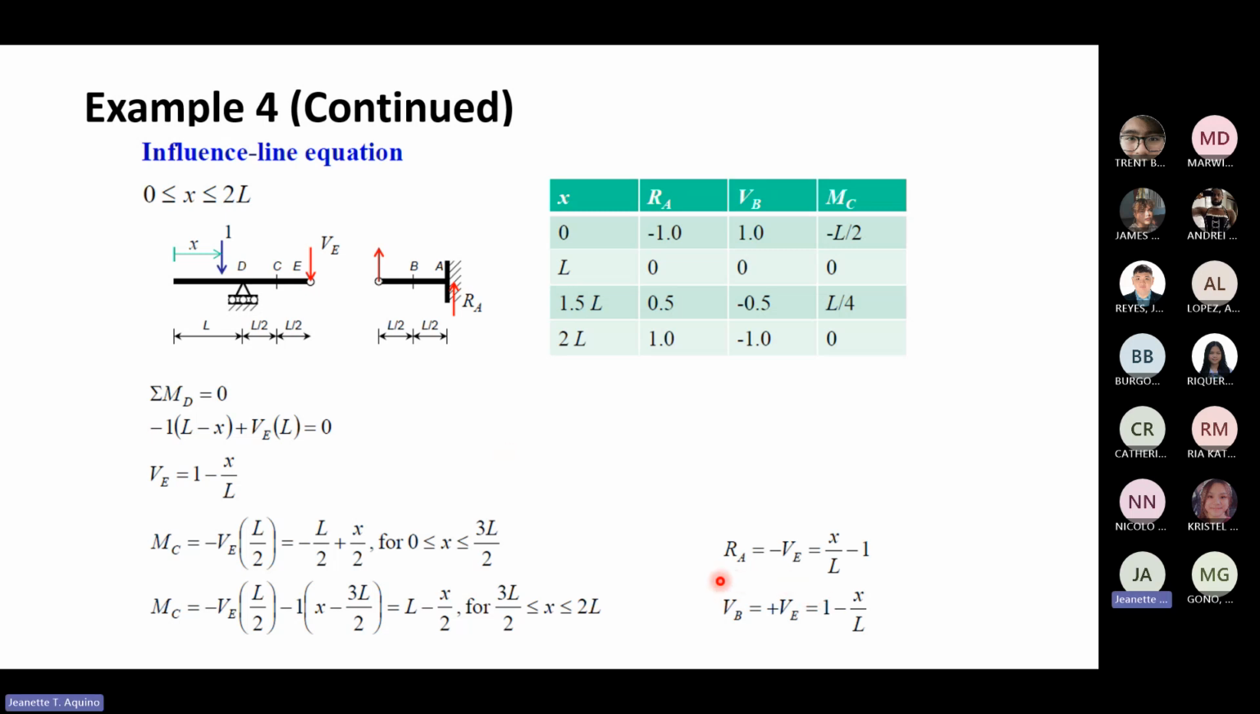And so for RA, because you only have A here. This is BE, so we only have BE. So RA is equal to BE, which is 1 minus X over L. And shear at B is also equal to BE.